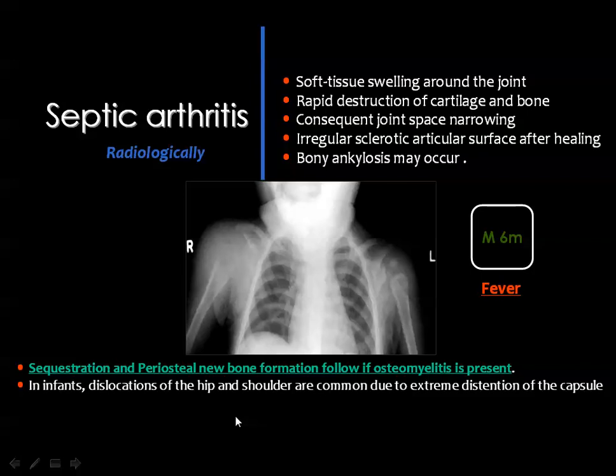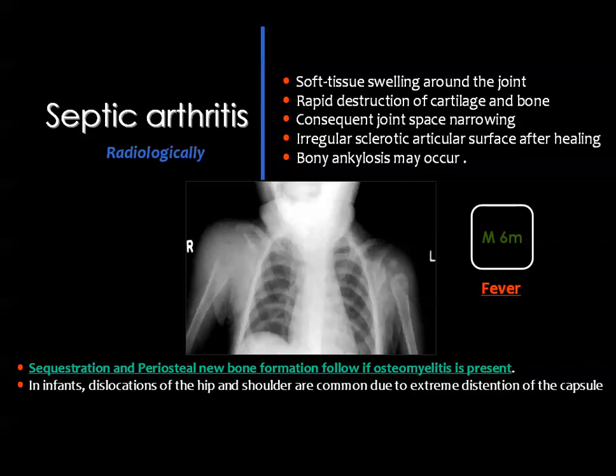And this is septic arthritis of the shoulder on the right side. If you compare the right side with the left side, here you can see the capital epiphysis of the humerus, and you see the cortical bone of the proximal end of the humerus as well. But here you cannot see the capital epiphysis, and you see erosive changes of the proximal part of the humerus with extensive periarticular soft tissue swelling.